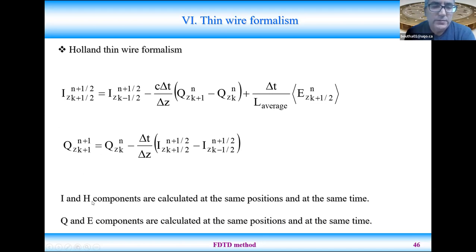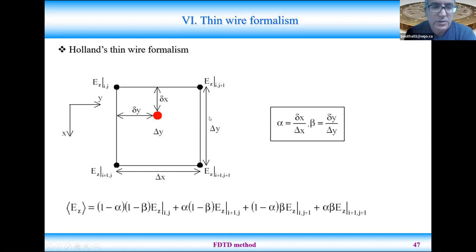The I and H components are calculated at the same position and the same time. It's not difficult to show that. And the charge and the electric field components are calculated at the same position and the same time. So now the question is how we will put the average here. We just use this interpolation, with a ratio, alpha and beta. If we know the Ez here, here, here, and here, the average will be calculated using this formula.